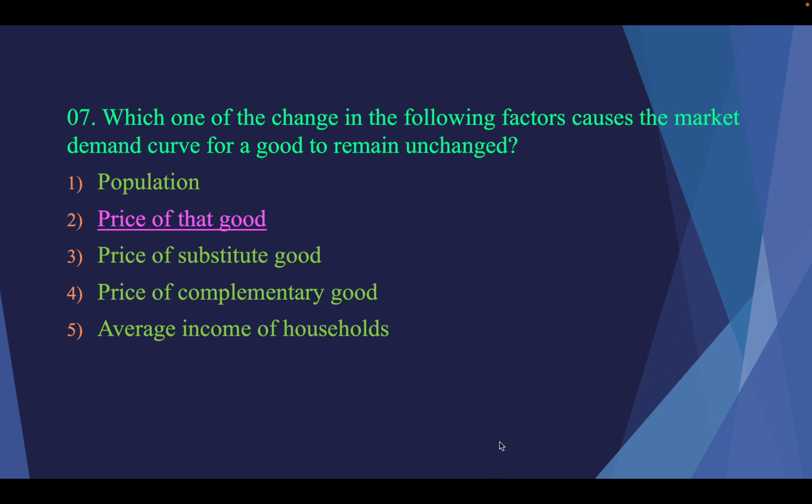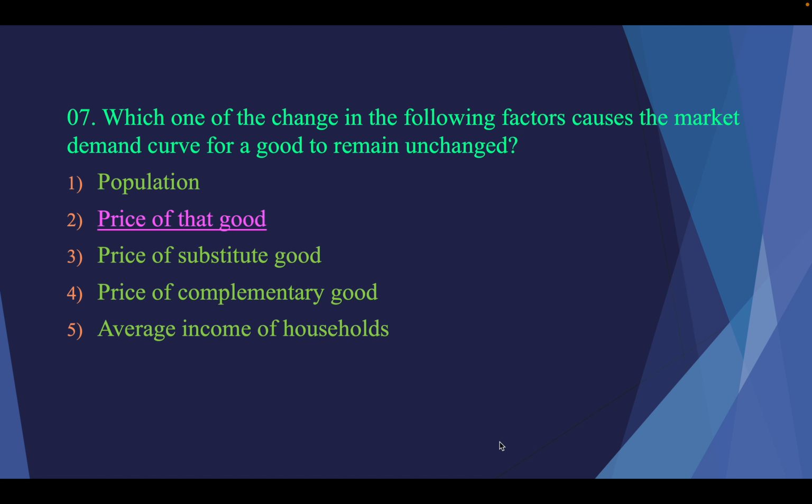Okay, 7th question. Which one of the changes in the following factors causes the market demand curve for a good to remain unchanged? Market demand curve. So first of all, you have to identify the determinants of the demand. What are the determinants of the demand? Price of the concerned good, price of the other goods, number of buyers, consumers' income, other factors, consumer taste. Those are the determinants of the demand.